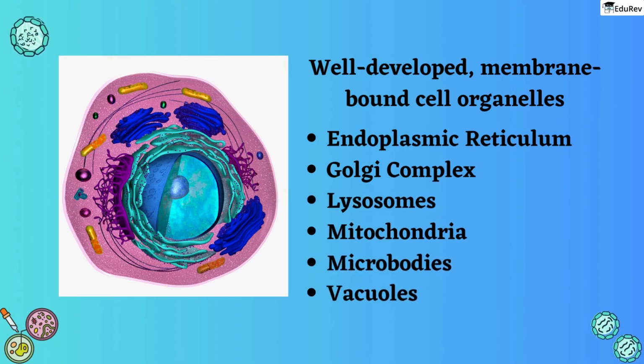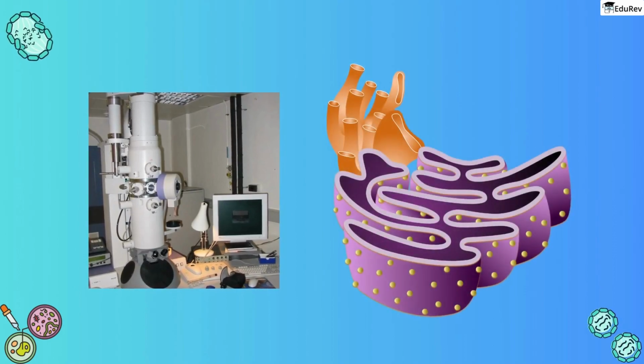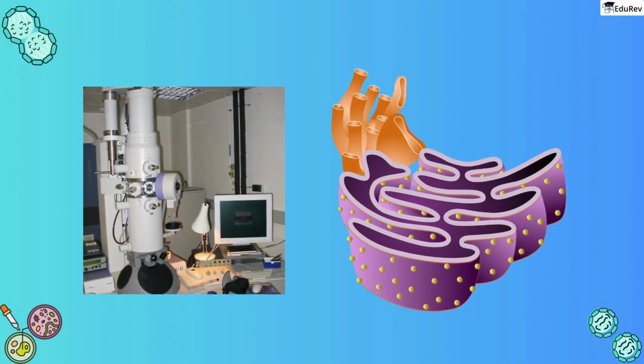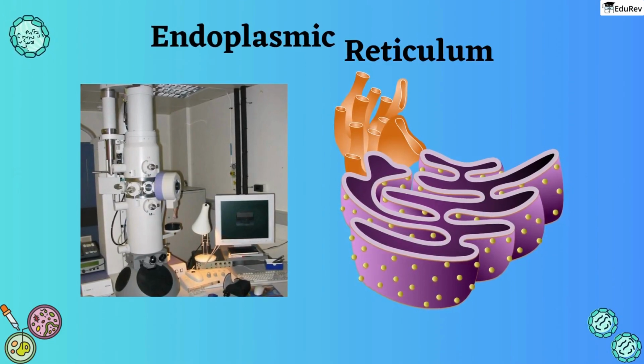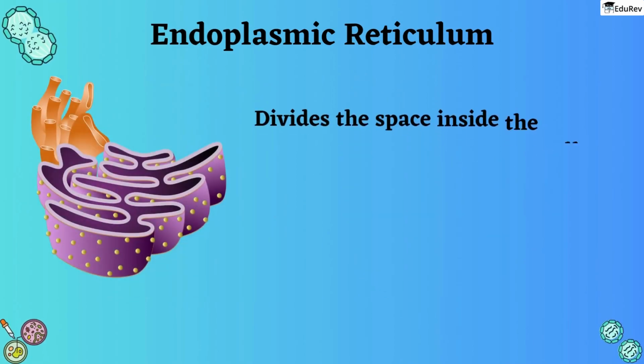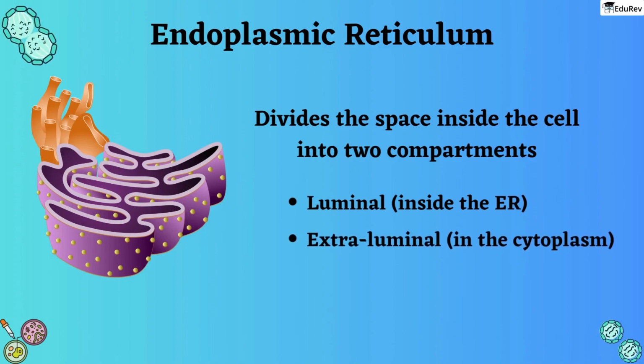Now, let's learn about some of the important eukaryotic organelles. Electron microscopes have allowed us to see tiny tube-like structures scattered throughout the cytoplasm of eukaryotic cells, forming a network called the endoplasmic reticulum, ER. The ER divides the space inside the cell into two compartments, luminal, inside the ER, and extraluminal, in the cytoplasm.